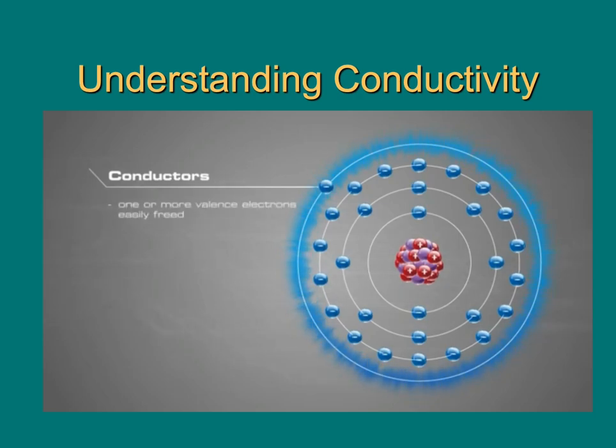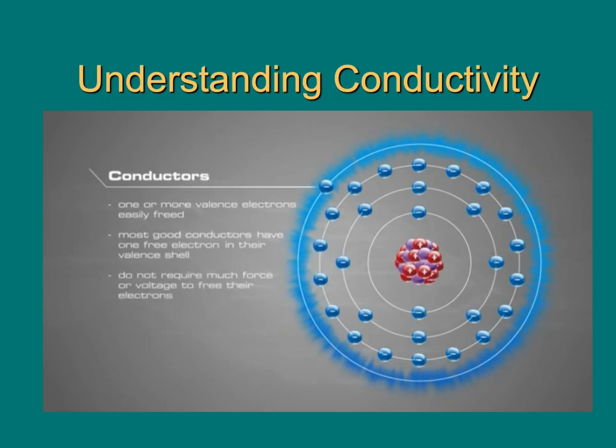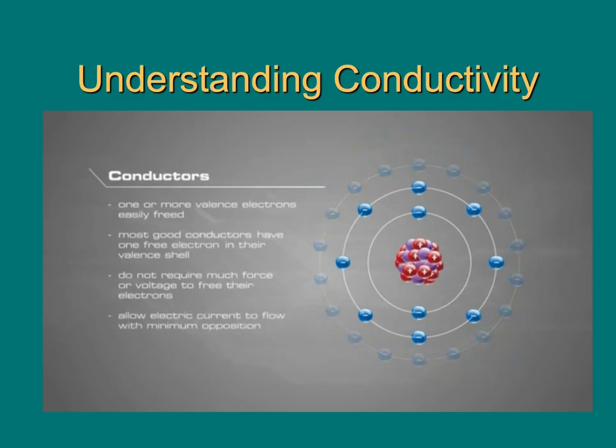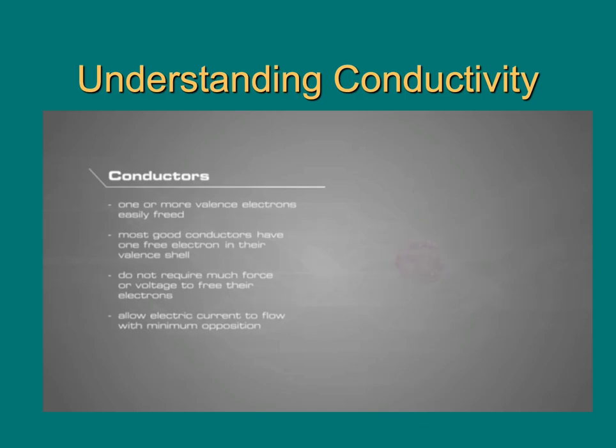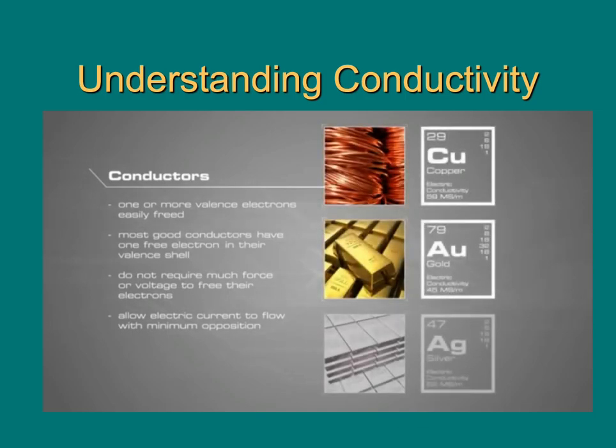A material is an electrical conductor when one or more of its valence electrons can be easily freed. Most good conductors have one free electron in their valence shells. Good conductors do not require much force or voltage to free their electrons, thus propagating the flow of energy. The purpose of using conductors is to allow electric current to flow with minimum opposition or resistance. Copper has high conductivity. Gold and silver are also conductive, but they're more expensive and thus not practical in most applications.